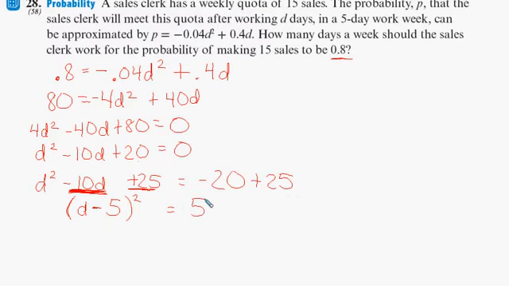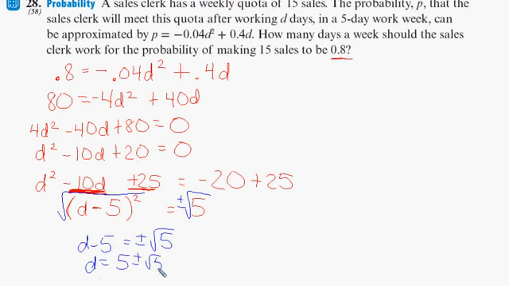Okay. Now it's really looking pretty easy because all I have to do to finish this out is take the square root of both sides. So if I take the square root of this and the square root of this, remember the plus or minus option. So when you take the square root of something squared, it's just itself. So d minus 5 equals plus or minus the square root of 5. Bring this 5 over here. We have 5 plus or minus the square root of 5.